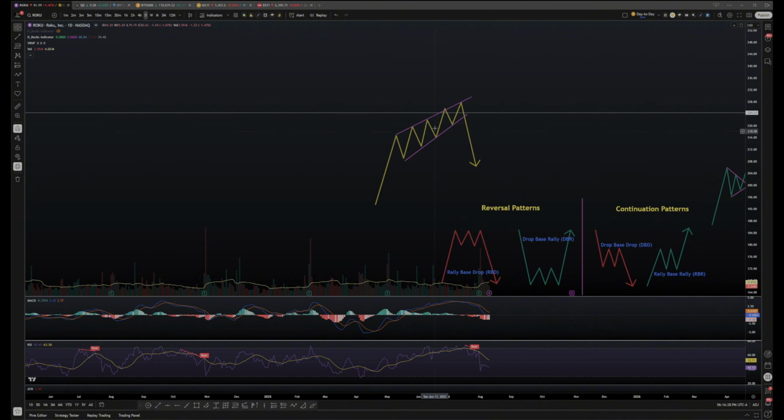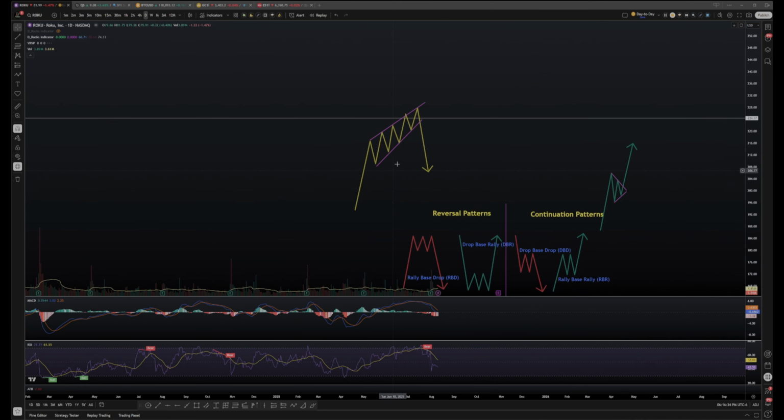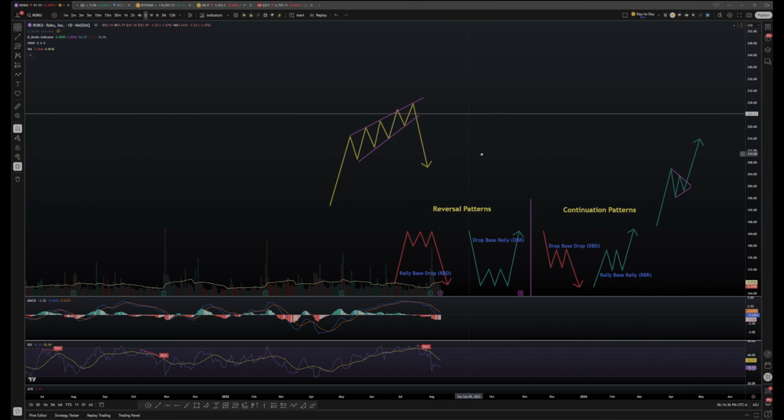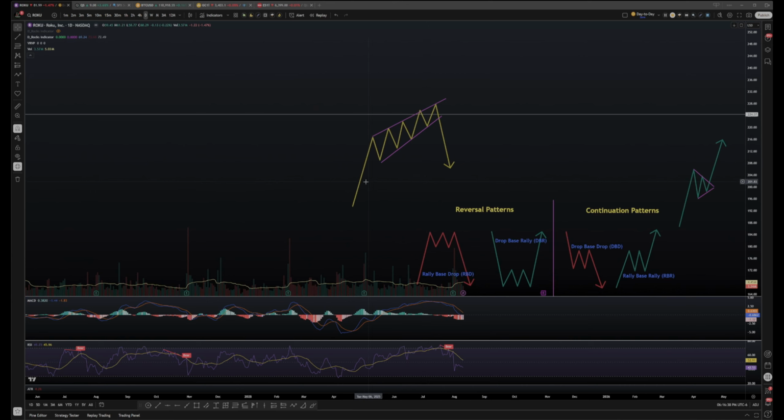Because you're building liquidity. You tap supply, and then it rejects. Okay. So this is a very common pattern. This is a pattern that a lot of people trade. I love this pattern. I love to trade it. I love to see if I can catch it up here.